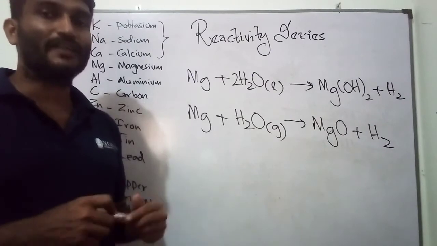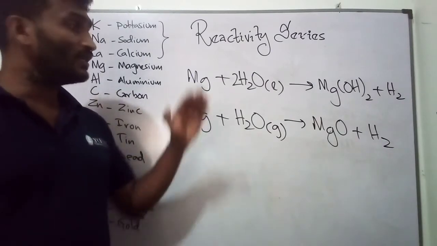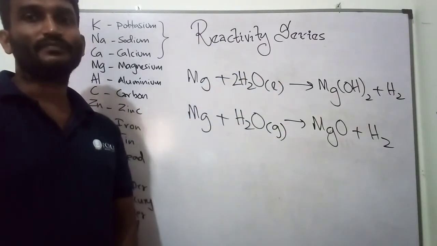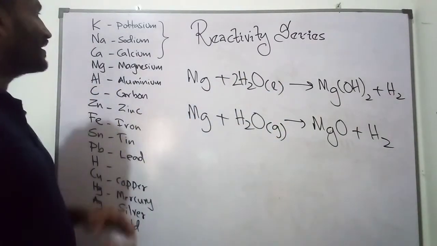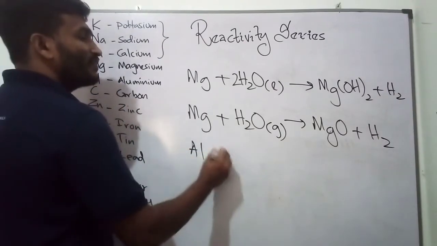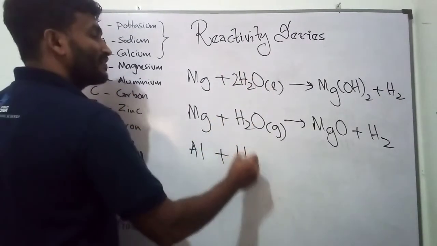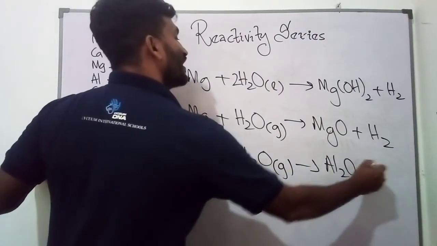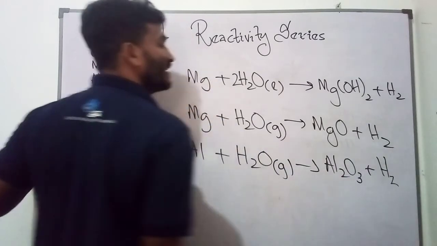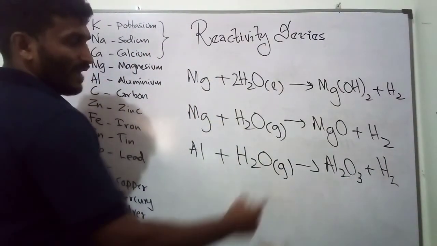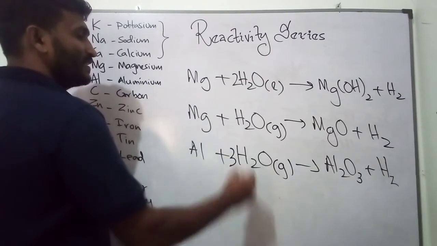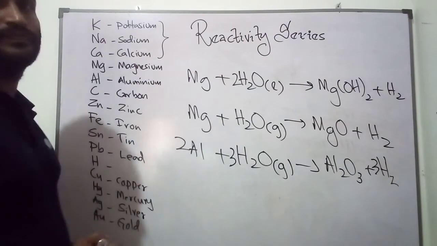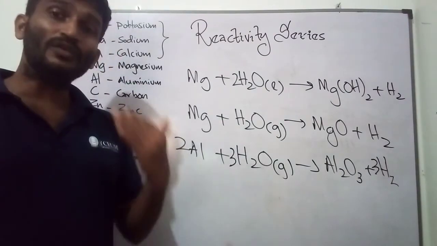Magnesium reacts differently with hot water and cold water. With hot water it gives oxide, with cold water it gives hydroxide. Right? Then the other one is aluminium. Aluminium does not react with cold water, but it reacts with hot water only. So it gives aluminium oxide, Al2O3, and hydrogen gas. To balance this, I can put 3 oxygen here. So hydrogen becomes 6, so 3 here. Then aluminium becomes 2. So this is the reaction with water.